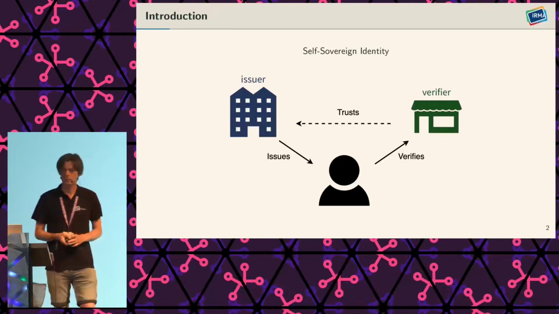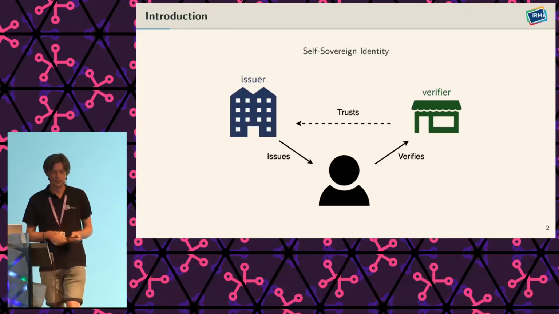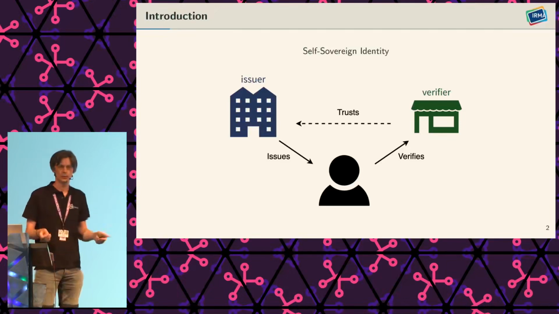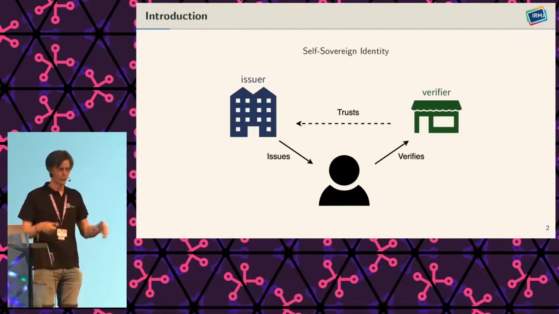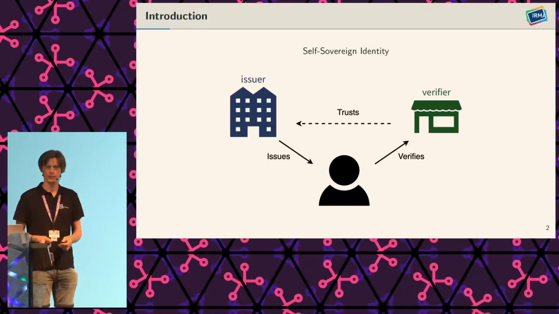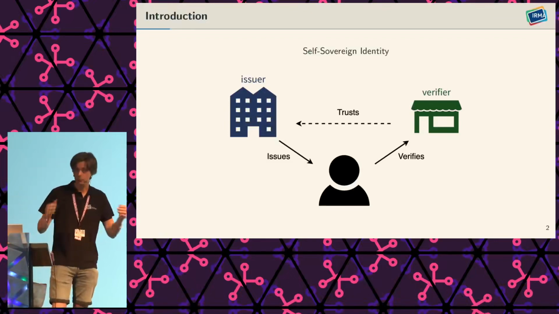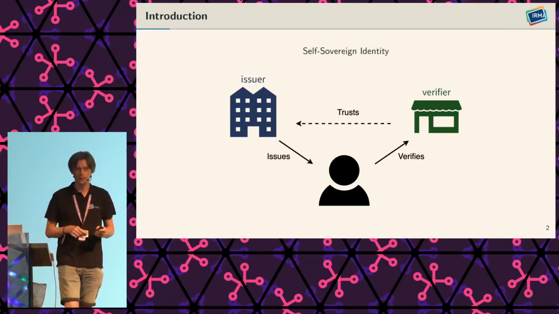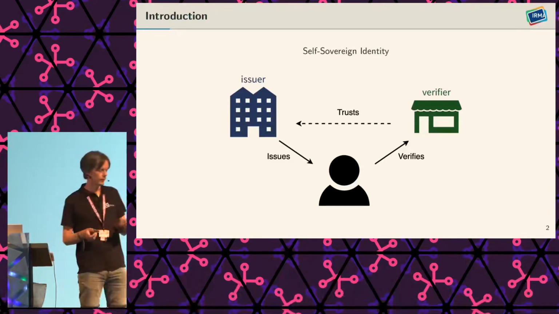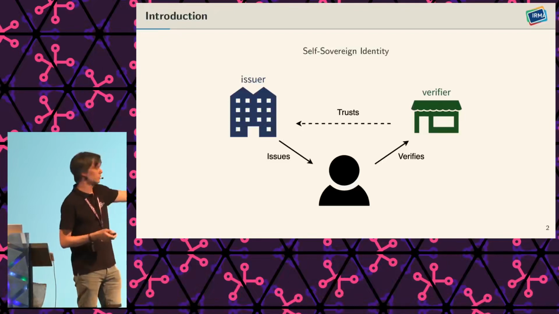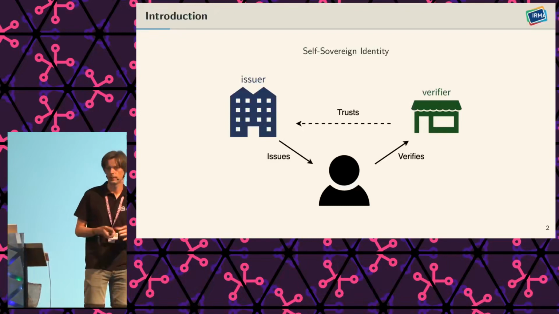And what we want a system like this to do is that an issuer issues to you a credential, a piece of data that you then have in your app that you control. So you store it in your IRMA app. And then at some later stage, you can use that credential to authenticate yourself towards such a verifier, probably a web shop or something, as I said.